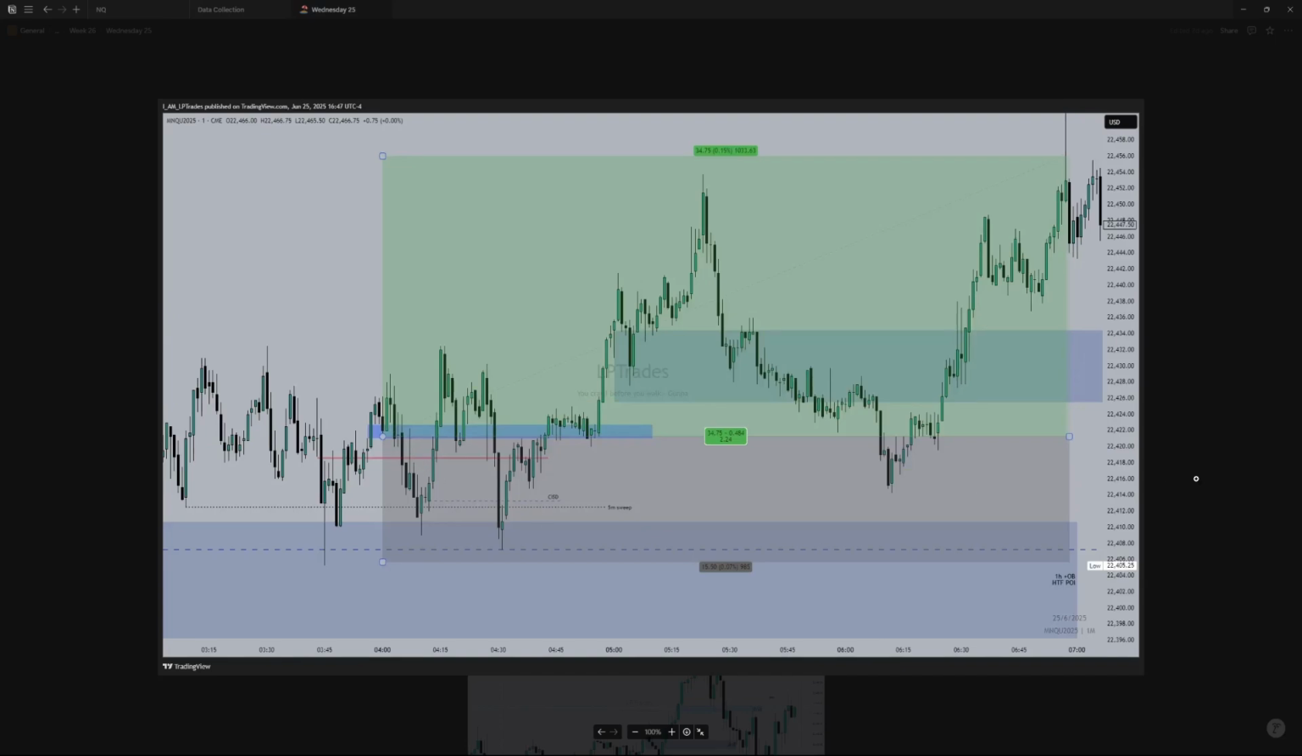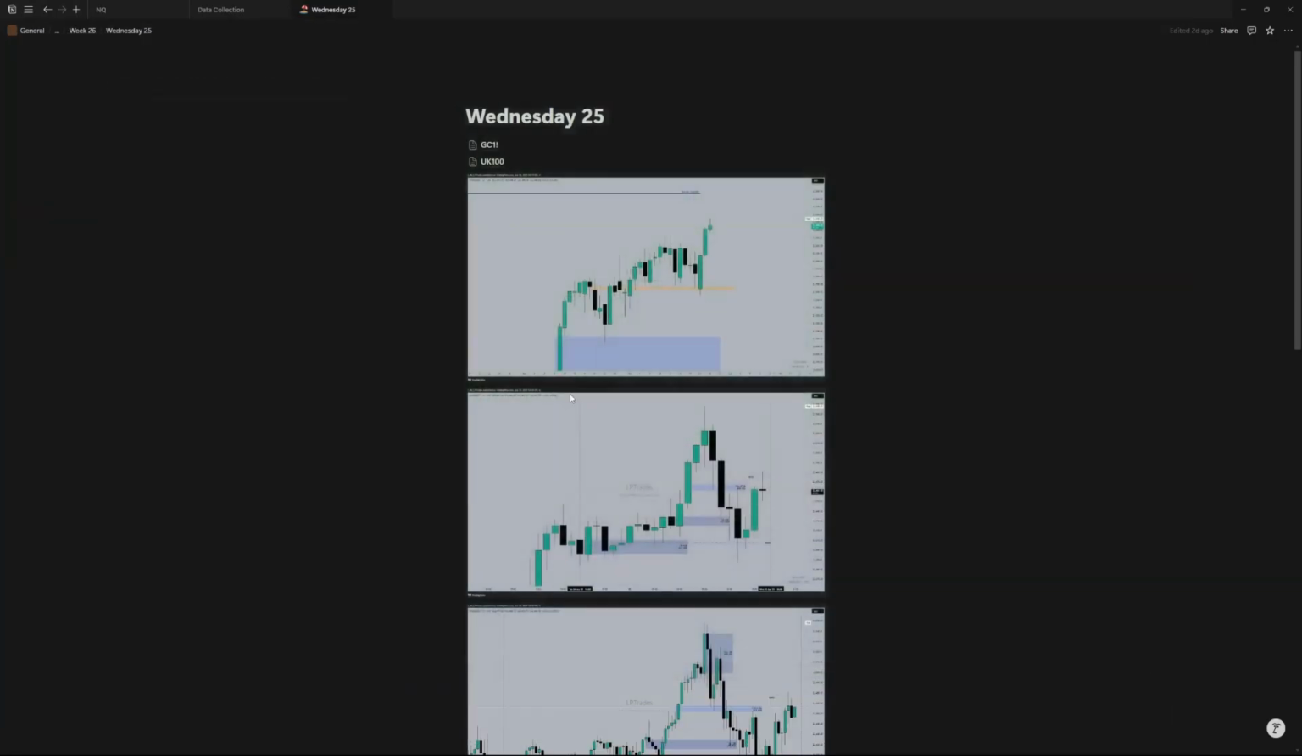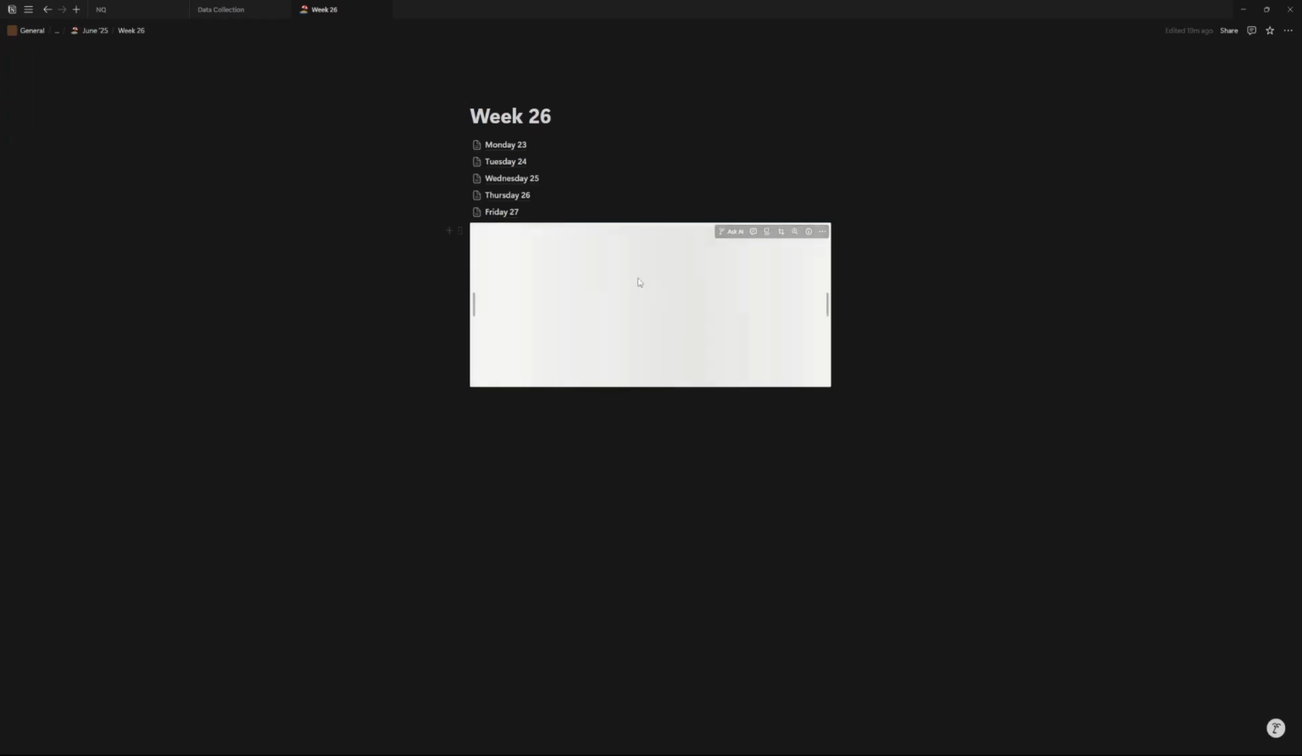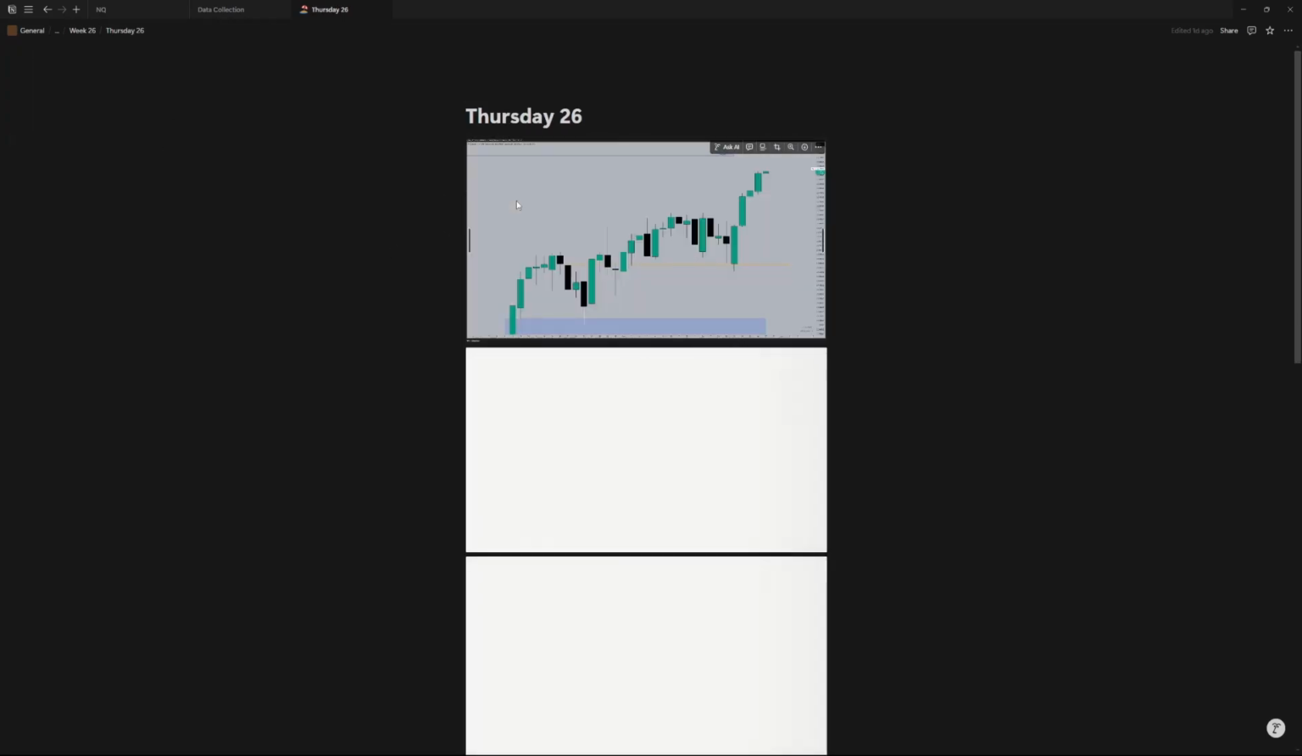This is a long trade, which again I wouldn't really take. So a bit of a rough day Wednesday. I'll have to go over that journal though and just take a second look at all those setups.